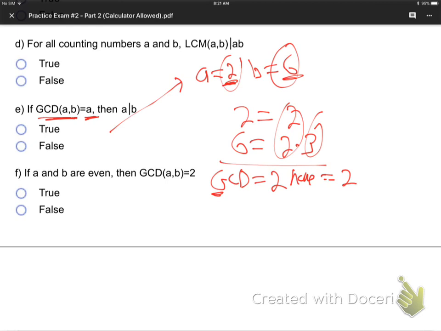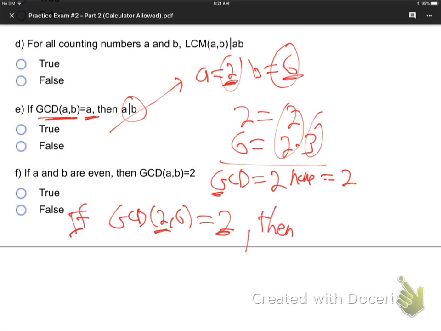2. So the GCD of 2 and 6 is 2. It's equal to the first number. So I met the if. The if works. Then they're saying when that happens, the first number, this is A and B, A will go into B. The 2 goes into 6. Does 2 go into 6? Yeah, that's true. This is a true statement.